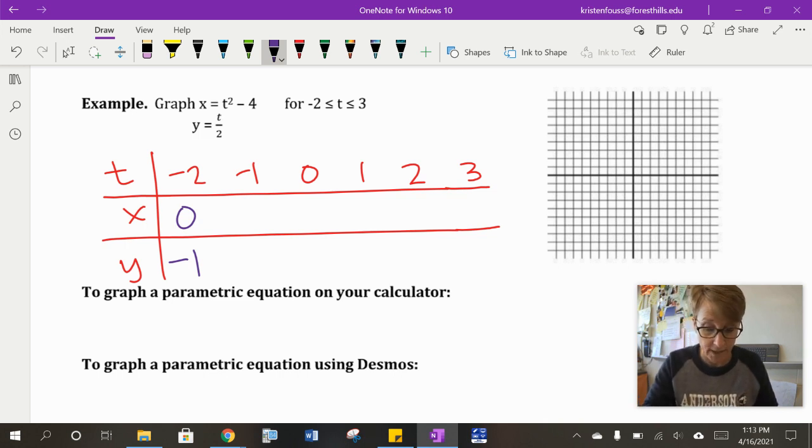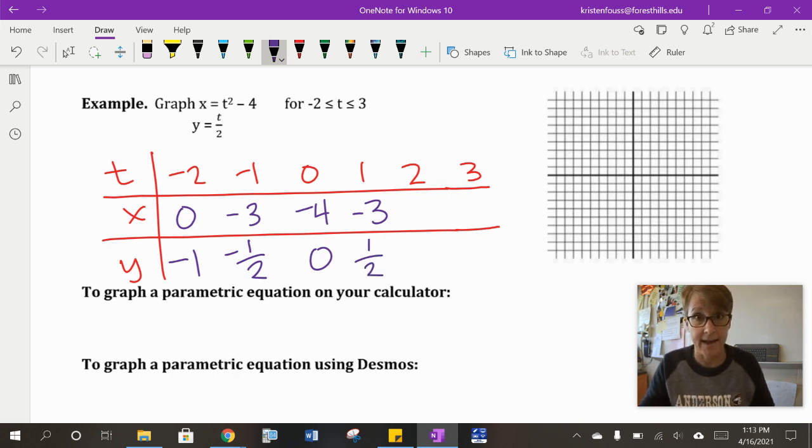So when t is -1, I can plug a -1 into both of my equations. I would get 1 minus 4, so -3 for x, and -1 over 2, or -1/2 for y. Then we'll keep moving on. When t equals 0, I would get -4 and 0. When t equals 1, I would have -3 and +1/2. When t equals 2, I'd have 0 and 1. And then when t equals 3, I'd have 9 minus 4 is 5, and 3 over 2.